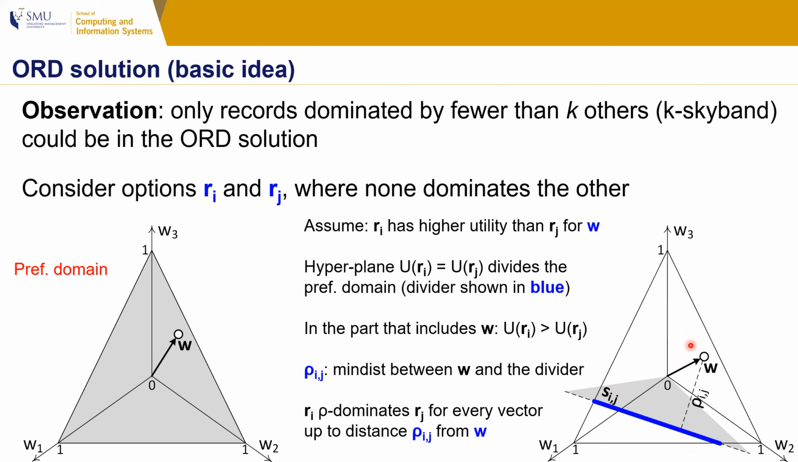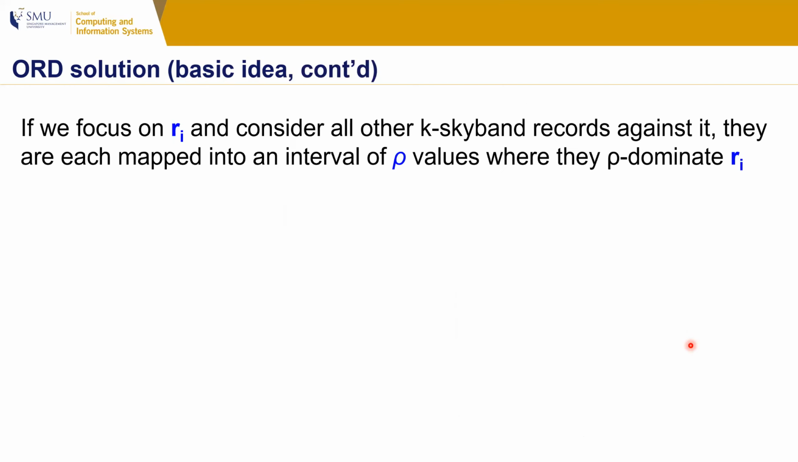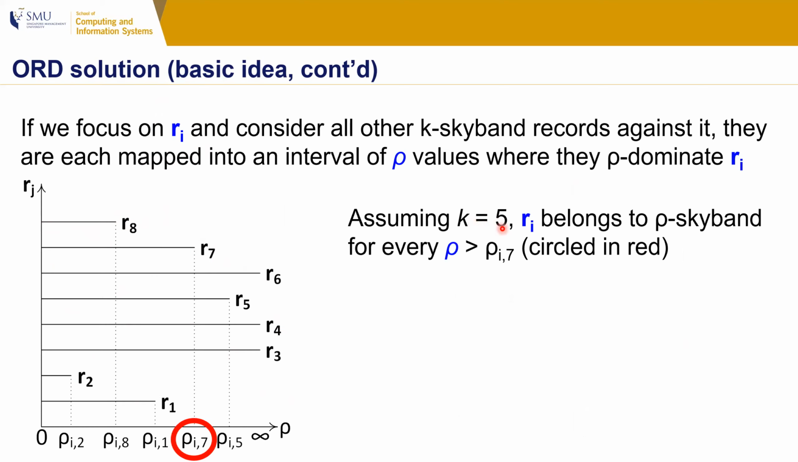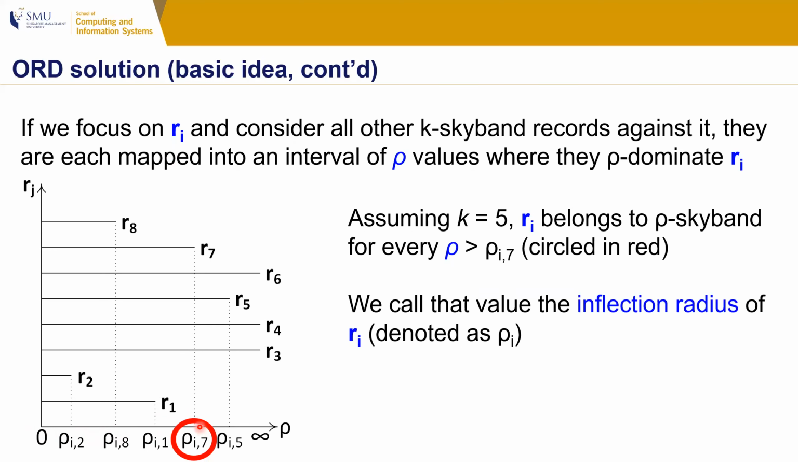So this way we have managed to formalize what happens with a pair of records when one rho-dominates the other. So if we focus on just one specific record and consider all the other candidate records, meaning all the other K-Skyband records against it, by finding these minimum distances that I explained in the previous slide, effectively we are mapping all the competitors of this record Ri into intervals where these competitors are rho-dominating it. Therefore, if the input k equals 5, we can find the rho value past which my record Ri is going to belong to the rho-skyband, meaning it's going to be rho-dominated by fewer than 5 others. So we call this radius the inflection radius of Ri.